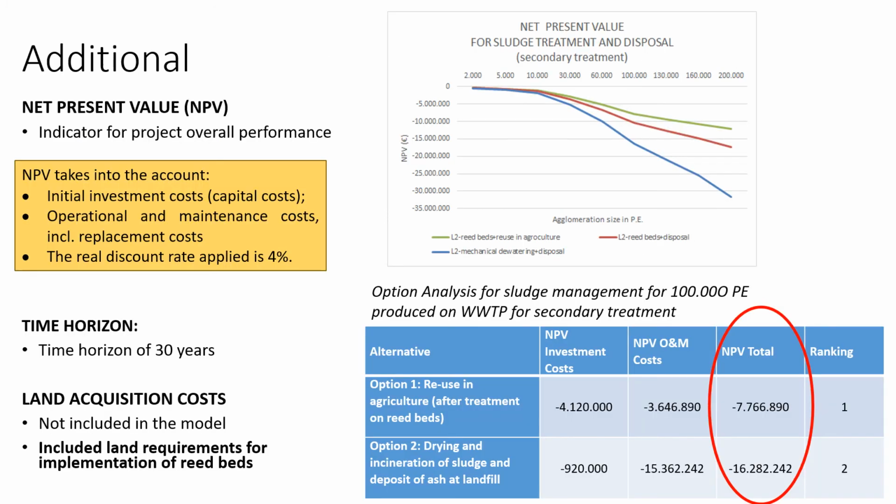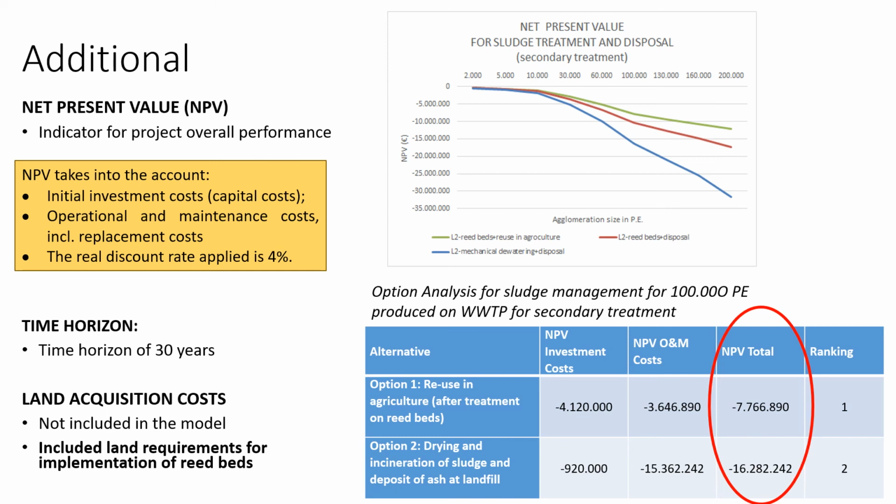The cost analysis model also includes net present value, which is an indicator for overall project performance and is used for ranking the options from a financial point of view. The average economic life of the project assets is assumed to be 30 years. The real discount rate applied is 4%. Cash inflows, such as revenues from water tariffs, are not included in the calculation.